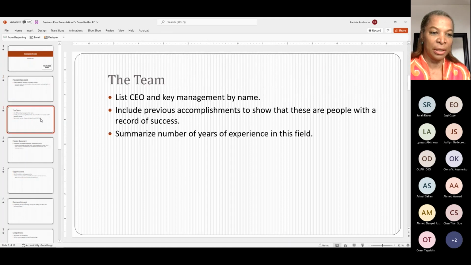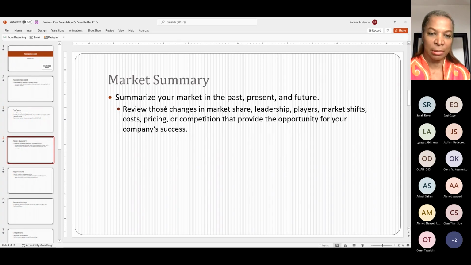And then you have your team, and we talked about the team. That's why we did the exercise to align team members with different activities to build and run the business. Okay. Then you want to talk about the market. So the market is your customers, right? When you have a business, you want to target a market.